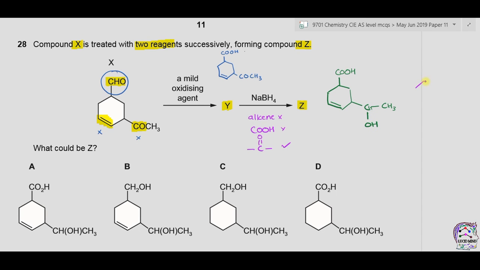We can also draw this product like this. We have CO2H, alkene, and with this carbon atom we have OH functional group and CH3. So now we can see that the correct answer is A.